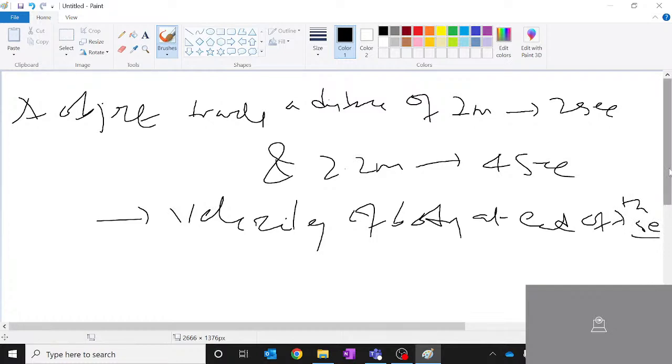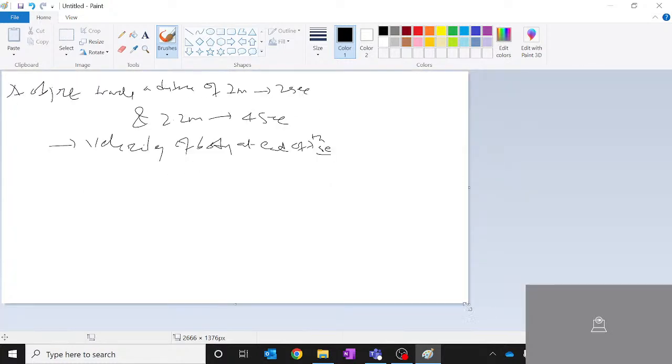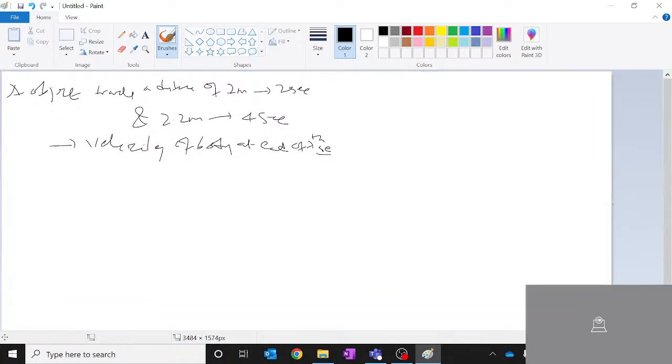Clear? Understood? The given question is, a body travels a distance of 2 meters in 2 seconds and 2.2 meters in the next 4 seconds. You are supposed to find out the velocity of the body at the end of 7th second. Now think about the parameters that are given to you and what you are supposed to find out. They have given you distance and time, and they have asked you to find the velocity. Correct? At the end of 7th second.